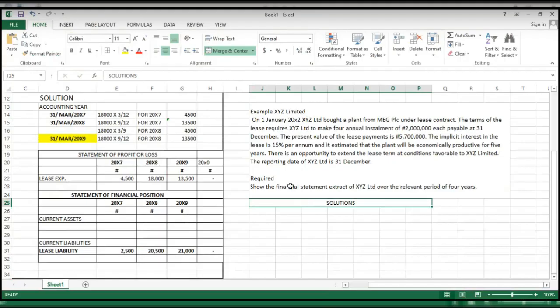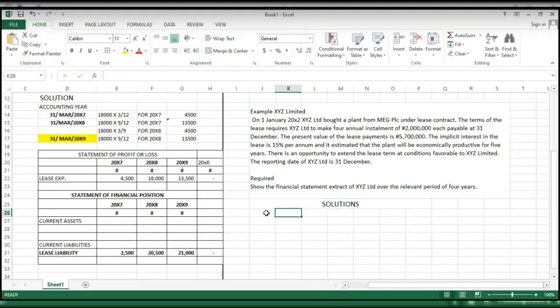The first thing we need to do is to do initial recognition. So initial recognition. Let's do it here. Initial recognition. Don't forget that is the first thing that starts IFRS. Inclusion of a transaction in the financial statement. Initial recognition. And so we are going to be doing what? How do we treat initial recognition?